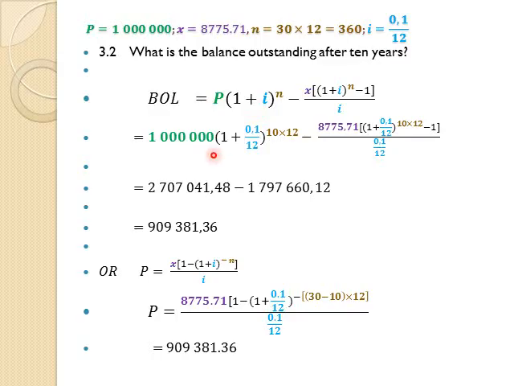P being 1 million, (1 plus 0.1 over 12) to the power 10 years compounded monthly, 10 times 12, minus X, which is 8775.71, times ((1 plus my interest, which is 0.1 over 12) to the power 10 times 12, minus 1) over 0.1 over 12. So after 10 years, I owe 2,707,041 rand 48 cents, and I've paid 1,797,660 rand 12 cents back on a R1 million loan.